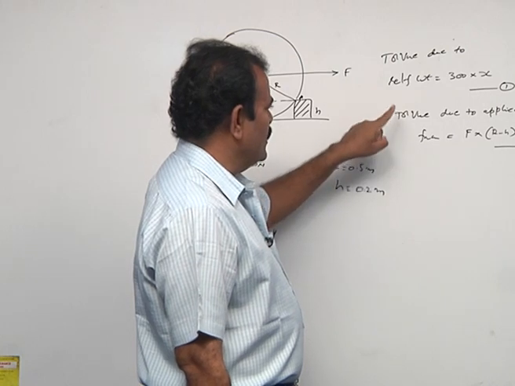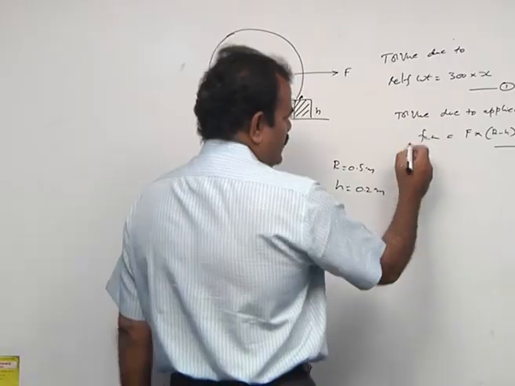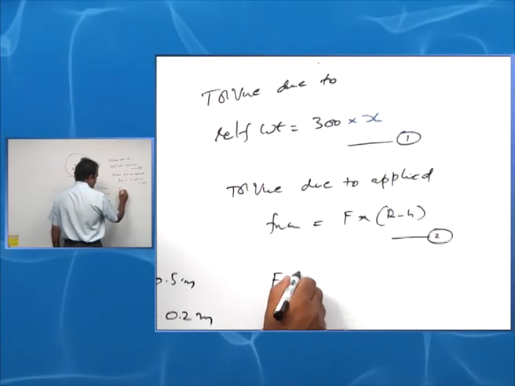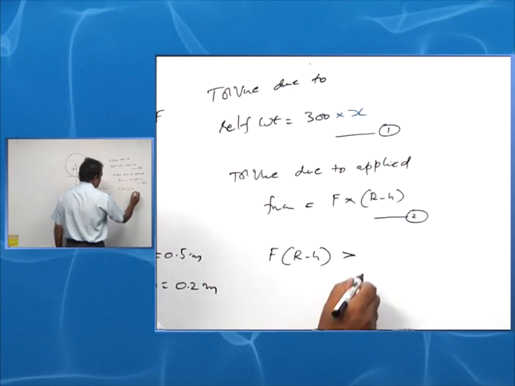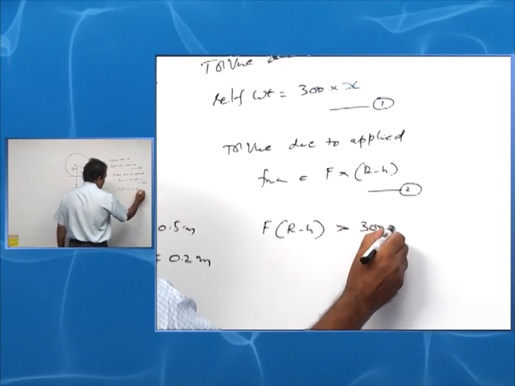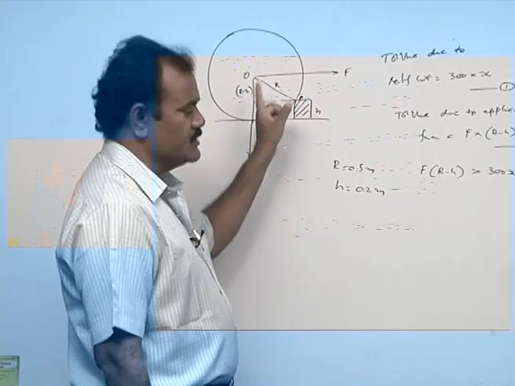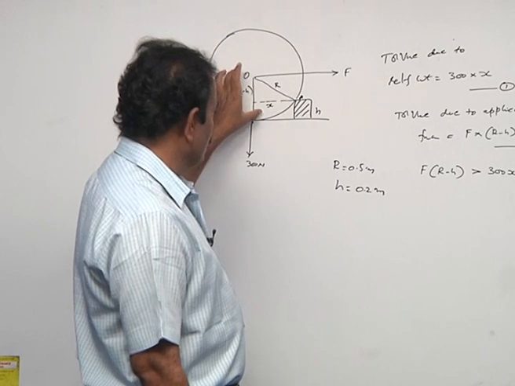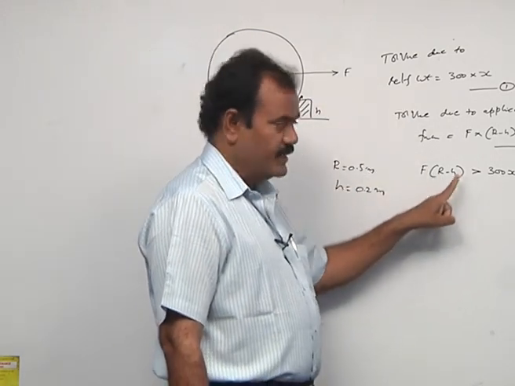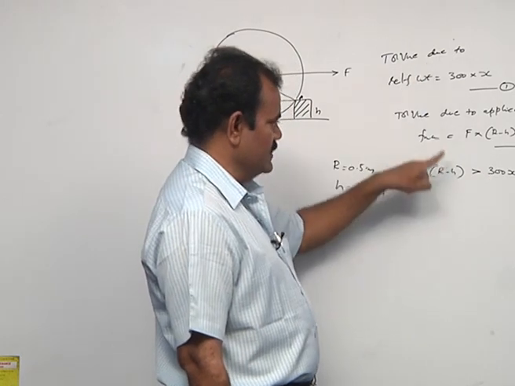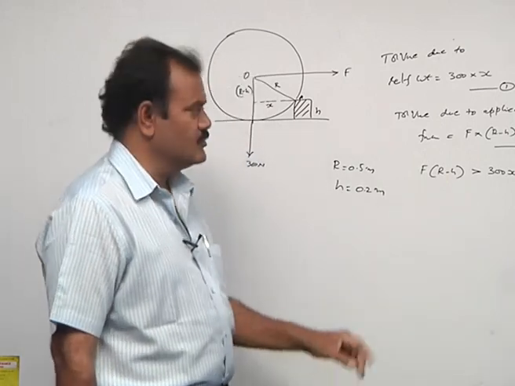Now when the torque due to the applied force, that is F of r minus h, is greater than the torque due to the self weight, that is 300x, then only this roller can be dragged over this brick. When the torque due to the applied force is greater than the torque due to the self weight, then only. Here you are supposed to find out only that minimum amount of force that is to be applied.